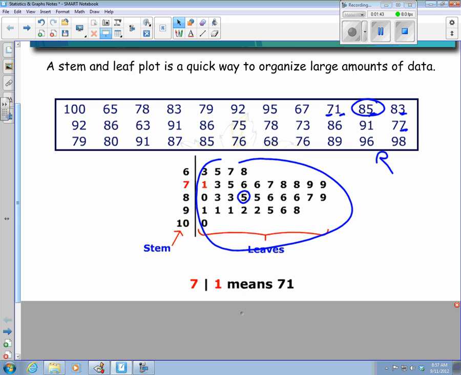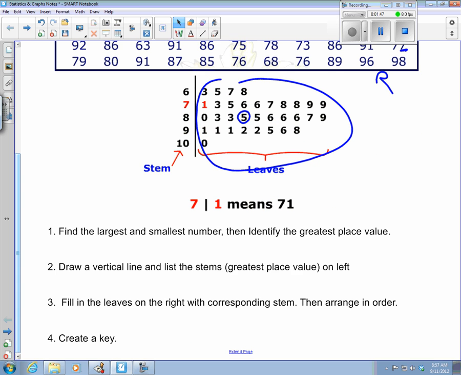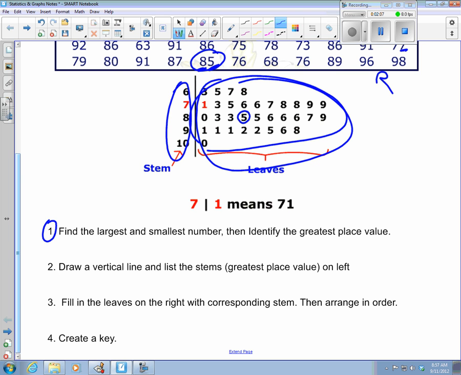One thing you can use for stem and leaf plots. When making stem and leaf plots, we're going to go through a series of 4 steps here. Number 1, find the largest and smallest number, and then identify the greatest place value. Well, here's the greatest place value, 8. It's in the tens position. That's going to be your stem. Here's a smaller place value, 5. That's going to be your leaves here.